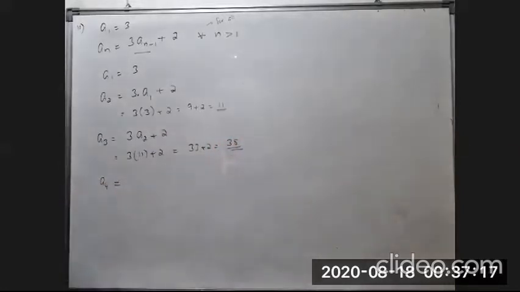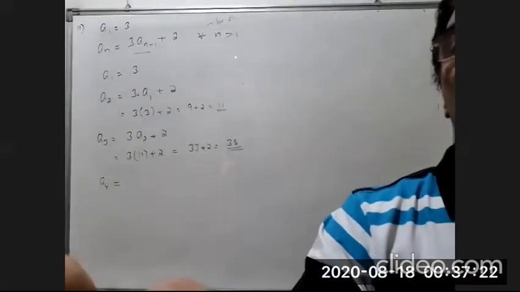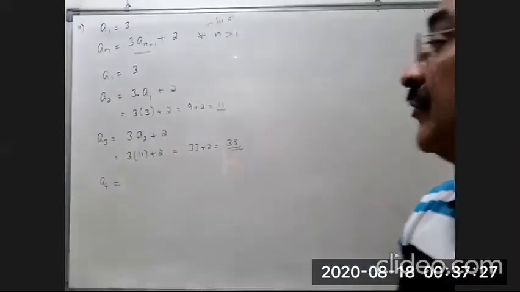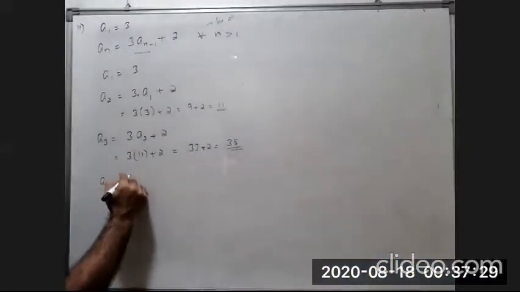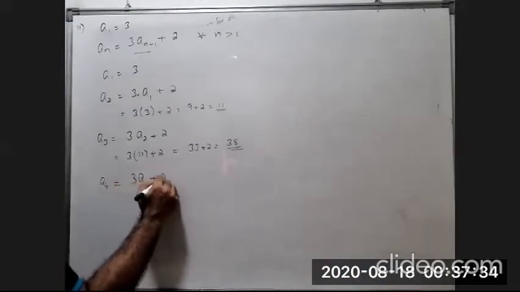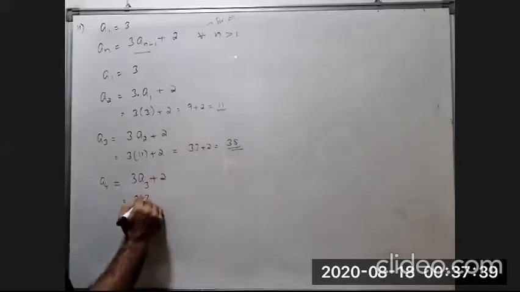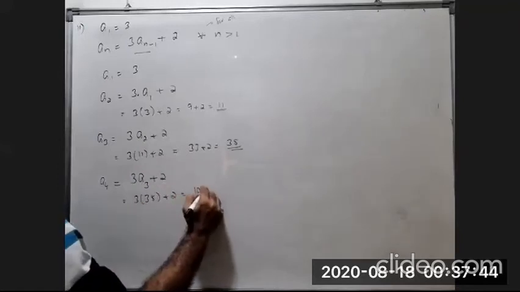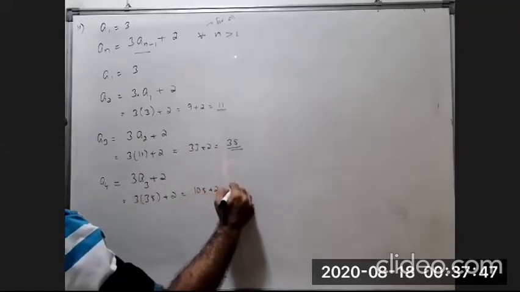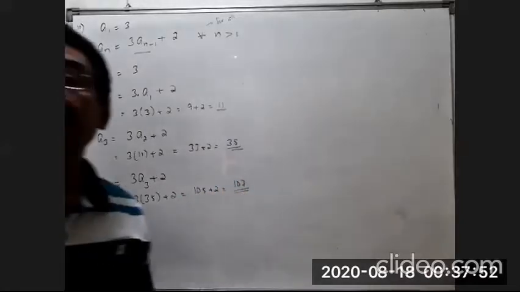a_4. See the definition? a_4 means 3 times the previous term, plus 2. The previous term of a_4 is a_3. 3 times a_3, which is 35, plus 2. 3 times 35 is 105, plus 2, which is 107.